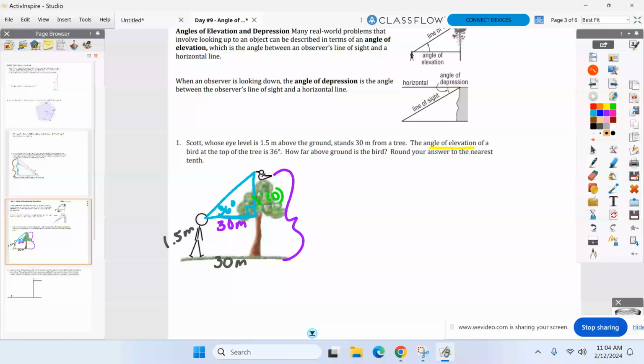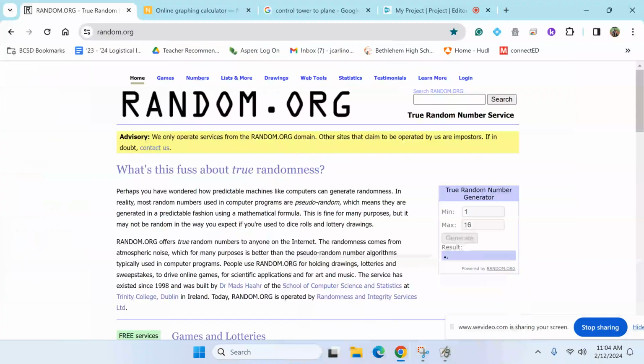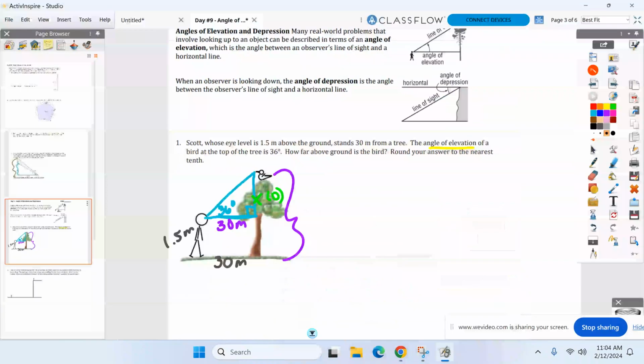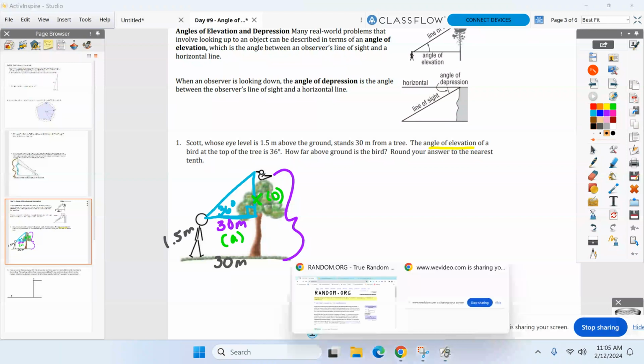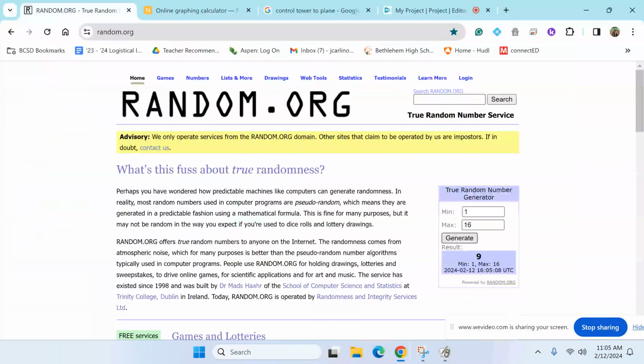What's the 30 though? What side would the 30 be to the 36? 30 would be, Amy? The adjacent. Adjacent side. All right. You guys hopefully know how to spell SOHCAHTOA or just know it by now. If I have the opposite and the adjacent side, which one of the 3 ratios can I use?